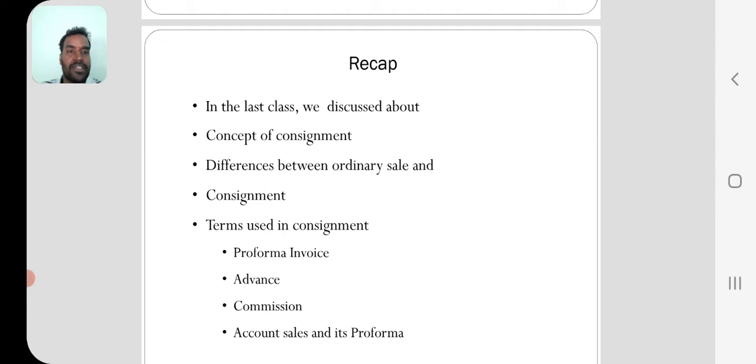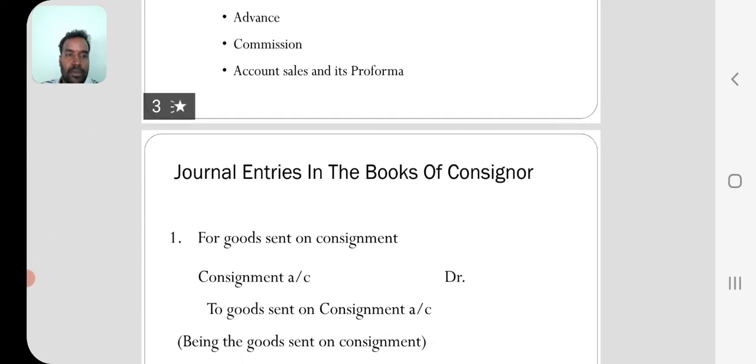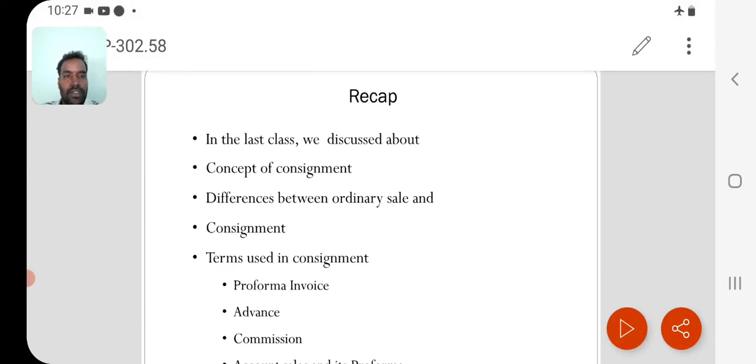In the previous class, we discussed what is meant by consignment, consignor, consignee, agent, principal, types of commissions, pro forma invoice, goods sent on consignment, advance, commission, account sales, and its pro forma. So see here, once again I am repeating.